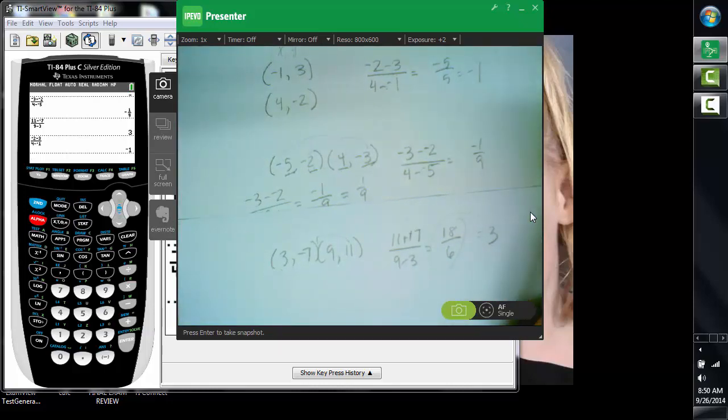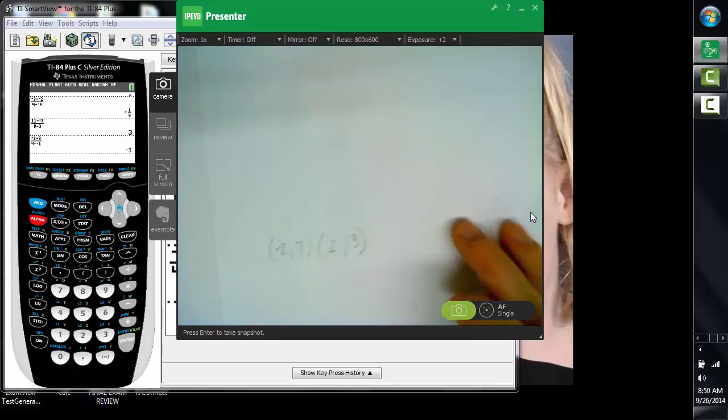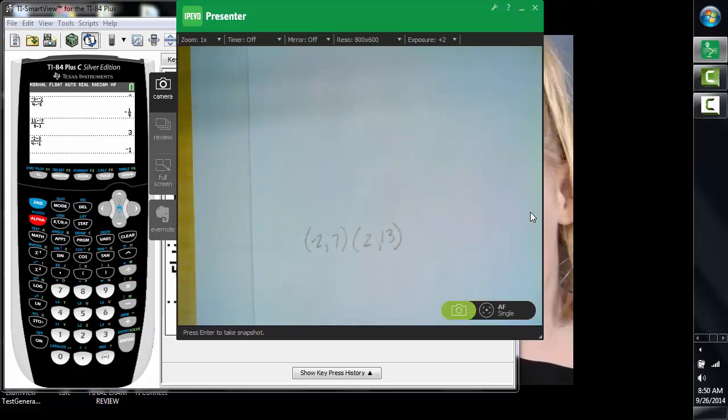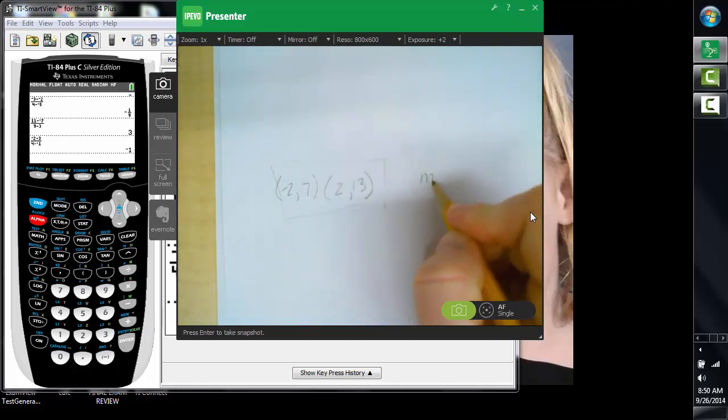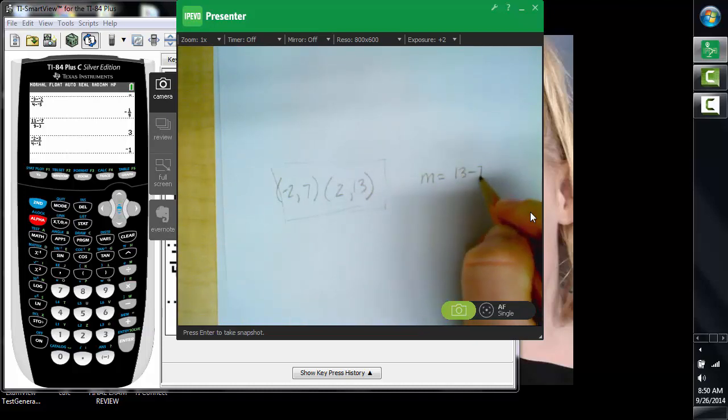I'm going to show you, I want you to try this one right now on the calculator. If you don't have a calculator at home, then get one, or do it in study hall, but I need you to try this using alpha y equals. So, in order to earn full credit if this was a quiz or a test, I need you to try m equals 13 minus 7 over 2 minus -2.